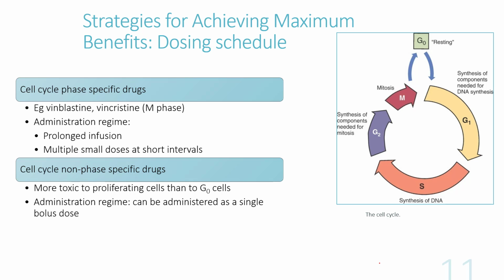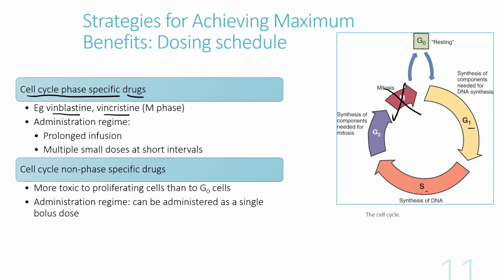Dosing schedules need to be coordinated. So what we have here is some drugs that are cell cycle phase specific. For example, you've got vinblastine and vincristine, which are only effective in the M phase. When vincristine and vinblastine are given, they kill all cells in the M phase, but cells that are in the G1, S, and G2 phases are left unaffected.